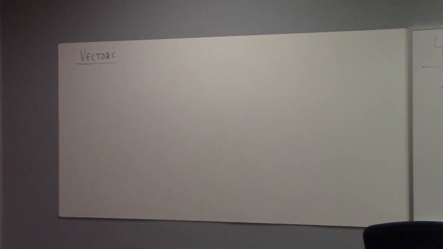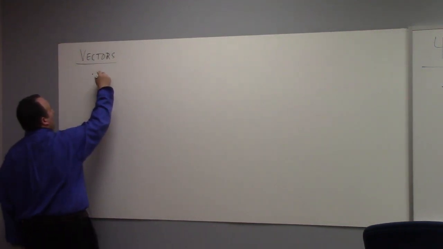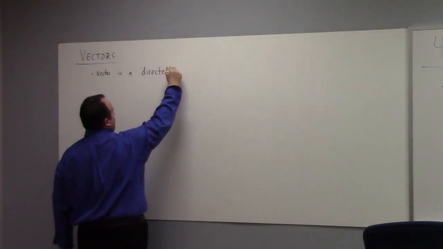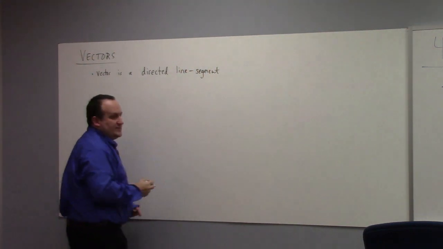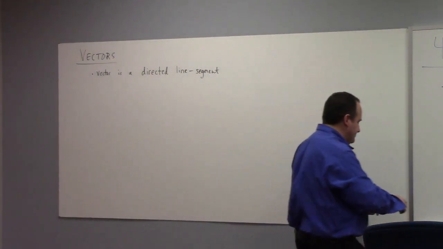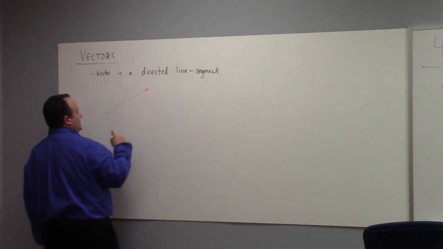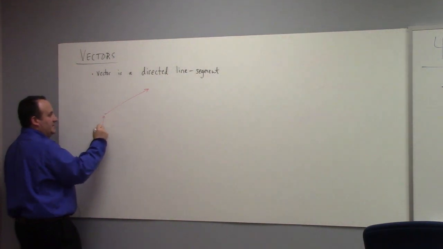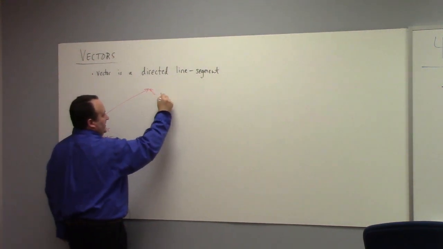Well, that's not even it. I would say basically a vector is a directed line segment. Right, so we can kind of make a picture of that. So something like this, yeah? You should draw an arrow like this. This is a vector. It has a base point. That's where it starts, right? And it has a terminal point. That's where it ends.